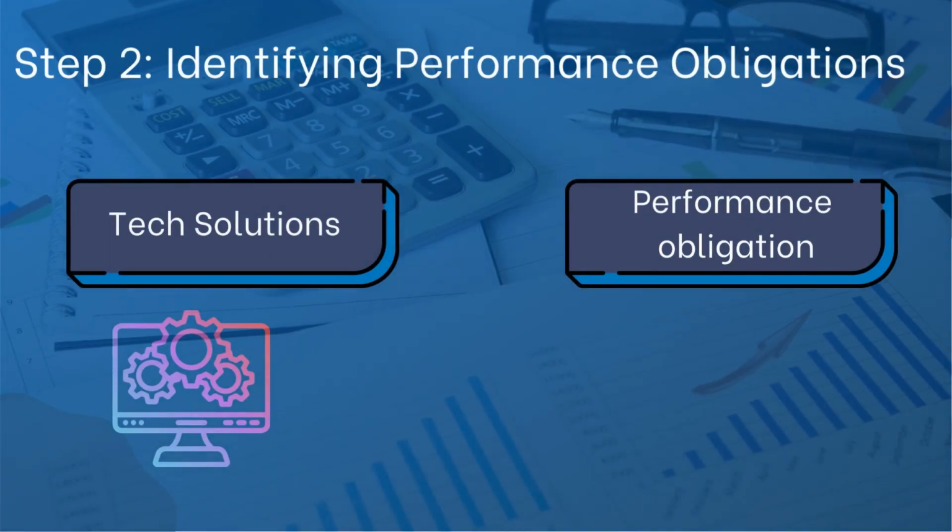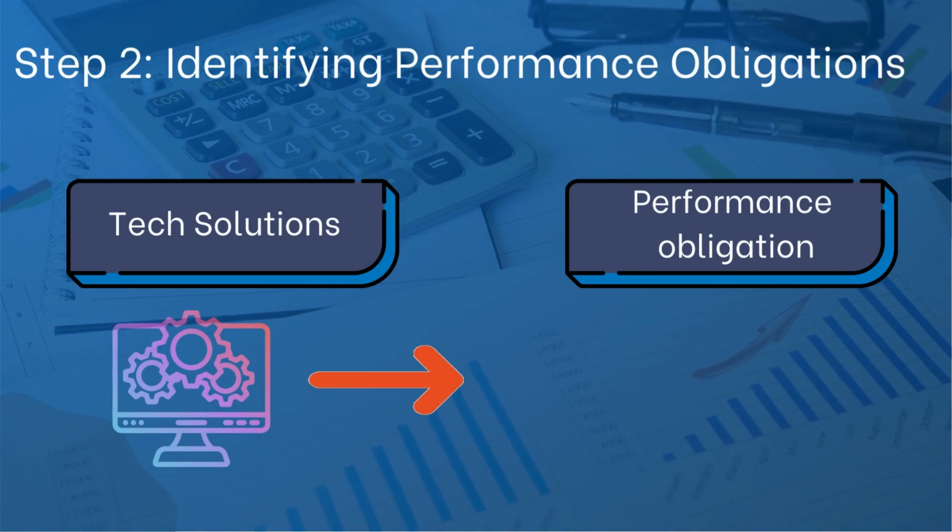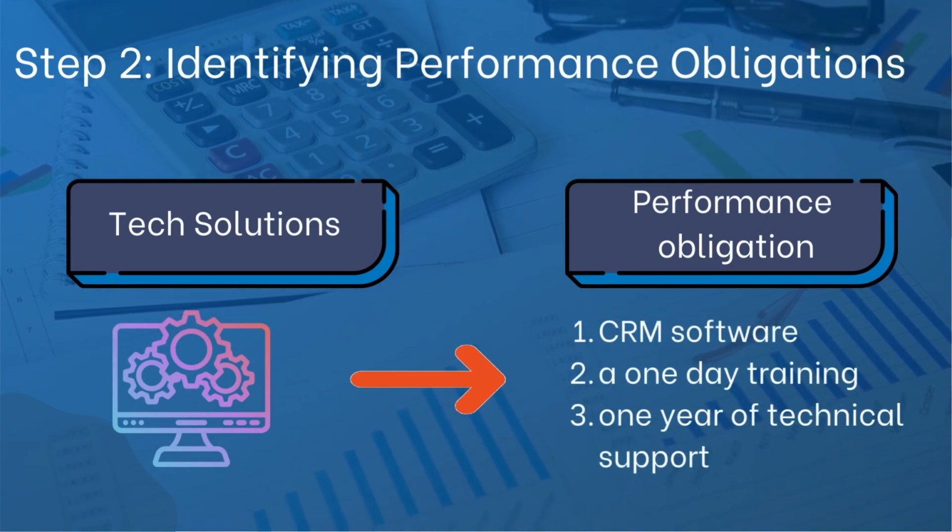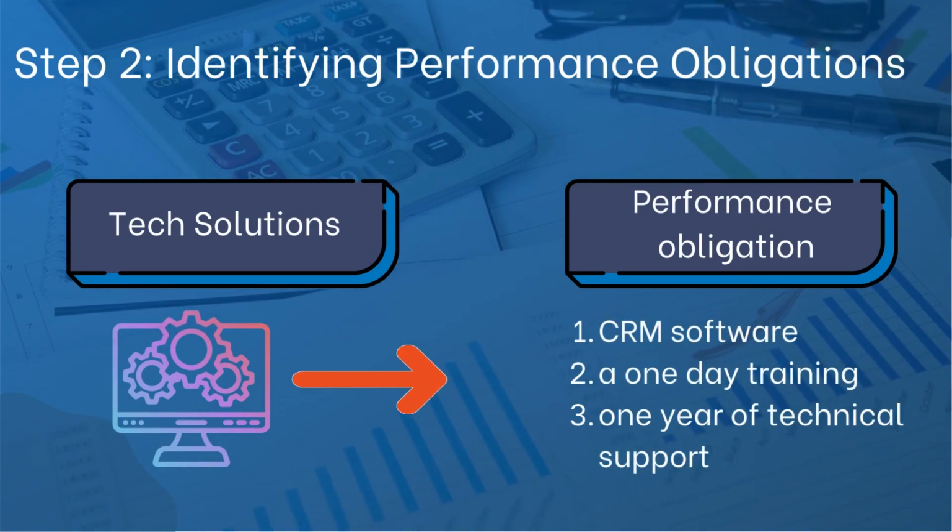In this contract, Tech Solutions promises to deliver 3 distinct services: the CRM software, a 1-day on-site training session, and 1 year of technical support. Each of these promises represents a separate performance obligation as they are distinct and have value on their own.